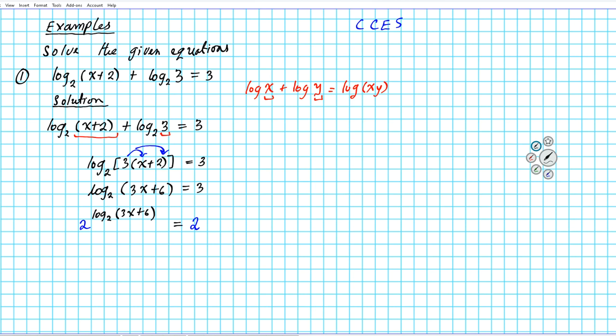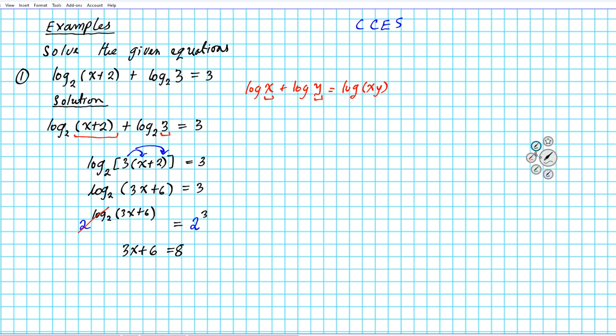All right, and then that's equal to 2 to the 3. On the left side, the exponent and the log are inverse operations. They take each other out. So we have 3x plus 6. And then 2 to the third power is 2 times 2 times 2, which is 8. Okay, so we've eliminated the logs.